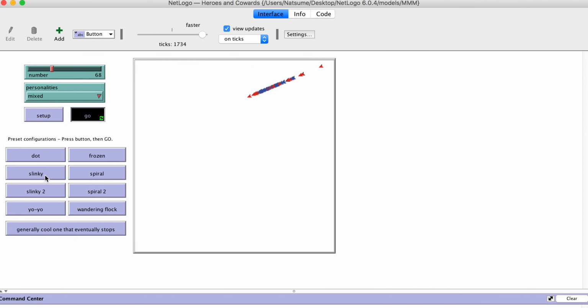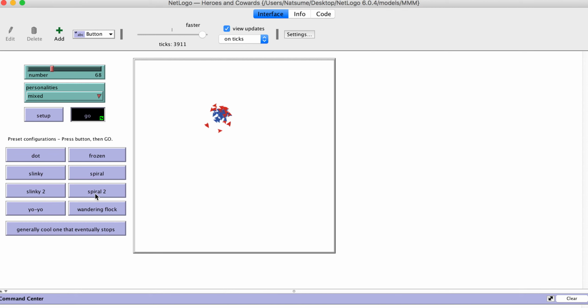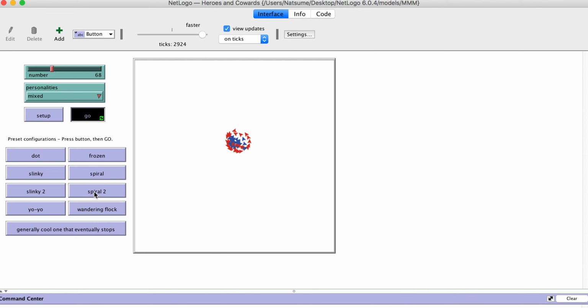Slinky, Slinky 2, spiral, spiral 2. The reason why we can repeat the final outcome is that we use the same initial condition.